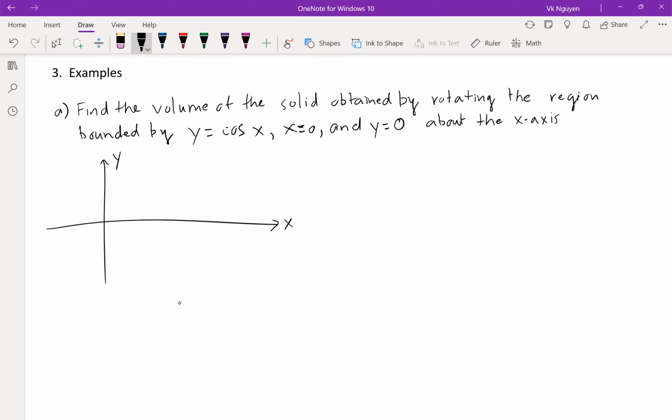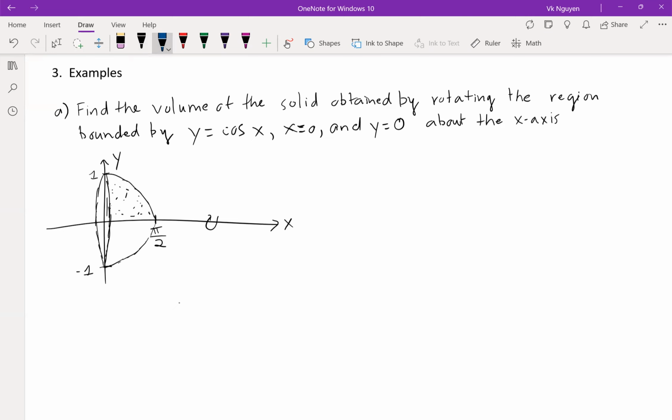Y equals cosine x, and we know cosine pi over 2 is 0. X equals 0 and y equals 0 are just the two axes. So that is the bounded area. Rotate about the x-axis, and we have this one. That is the solid of revolution. It is not necessary to sketch out the solid.